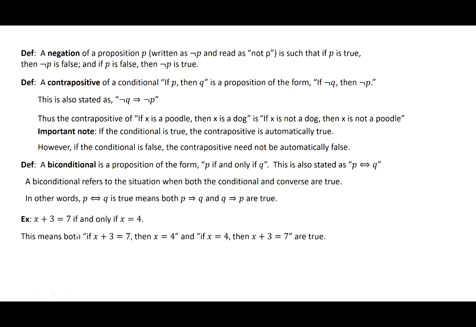And you would agree that if x plus 3 equals 7, then x equals 4, right? Yeah, that's a true statement. And also, if x equals 4, then x plus 3 is definitely equal to 7, right? So they are both true. And that's why, if you see this, you could have just simply said, oh, x plus 3 equals 7 if and only if x equals 4.